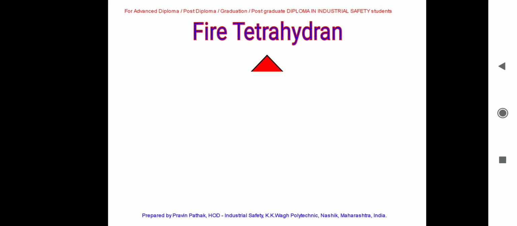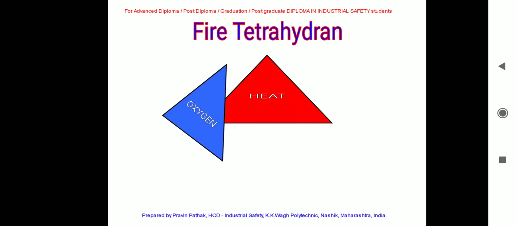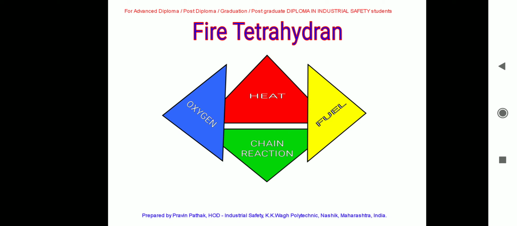Another concept is the fire tetrahedron. Tetra means four. So when a fourth element is there, it is called the fire tetrahedron. Already three elements are common, that is heat, oxygen and fuel, but now the fourth element is added, that is called chain reactions. After the Bhopal gas tragedy, this concept became more famous.